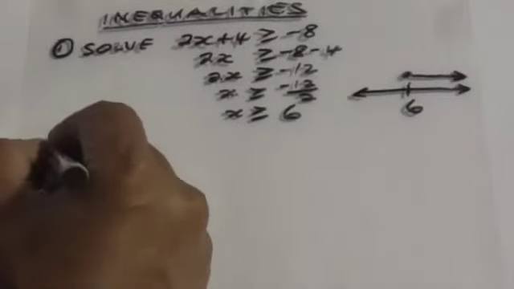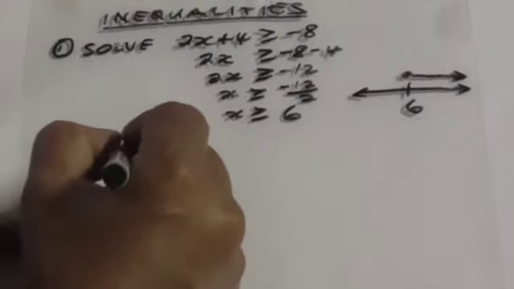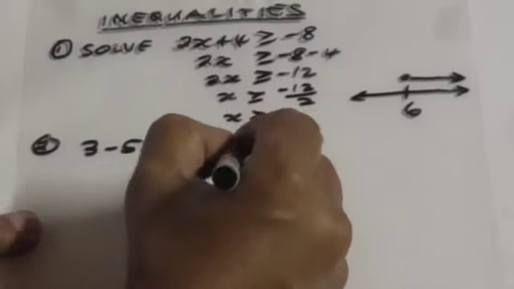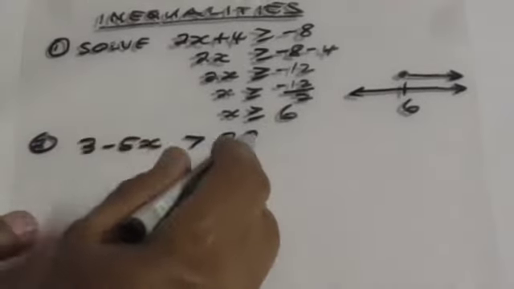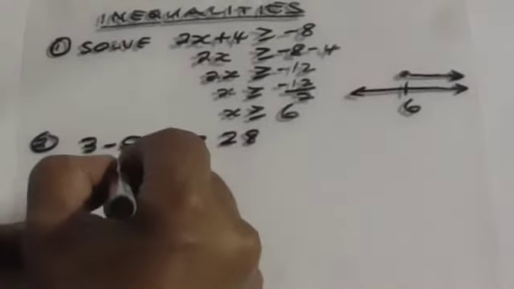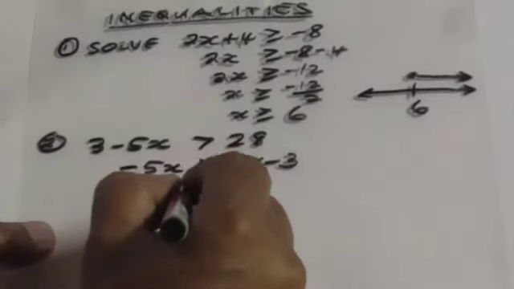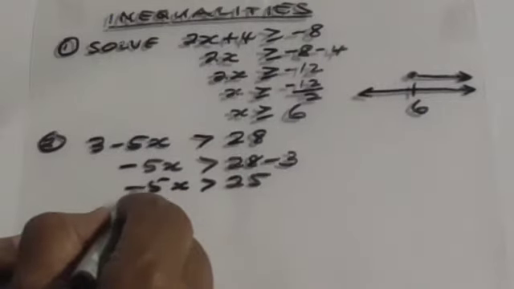Now let's look at number 2. We're looking at 3 - 5x > 28. Once again, you start solving normally like a linear equation. -5x > 28 - 3. -5x > 25. Now, observe, the coefficient of x is negative. So you've got to be very careful at this stage.